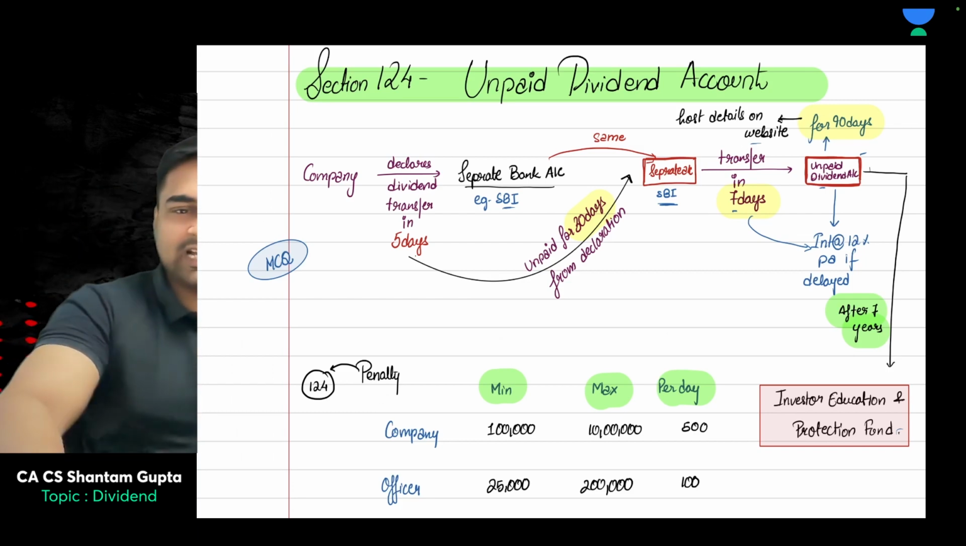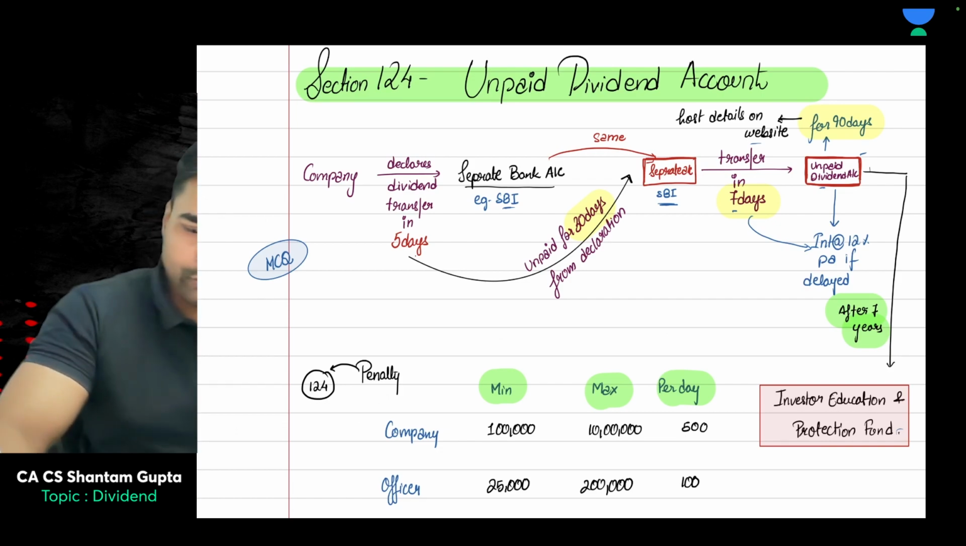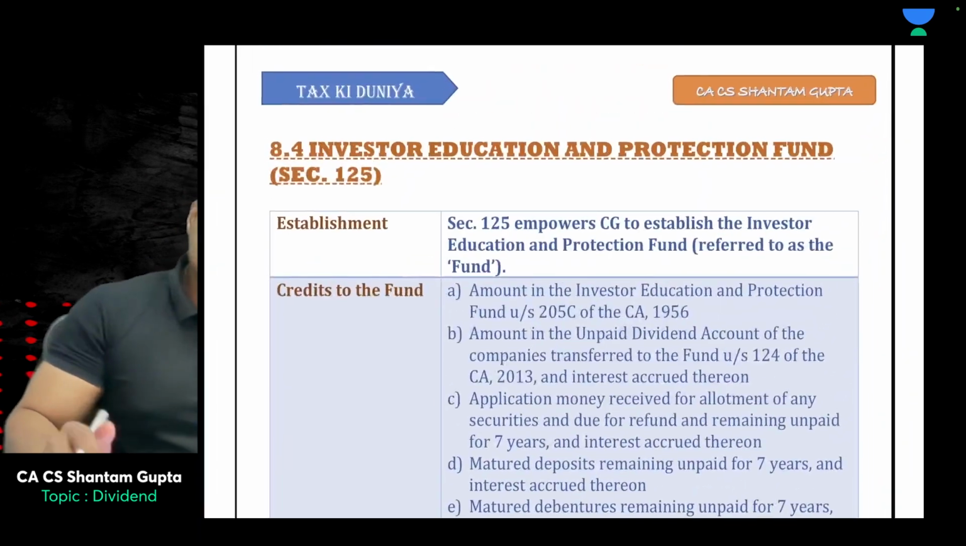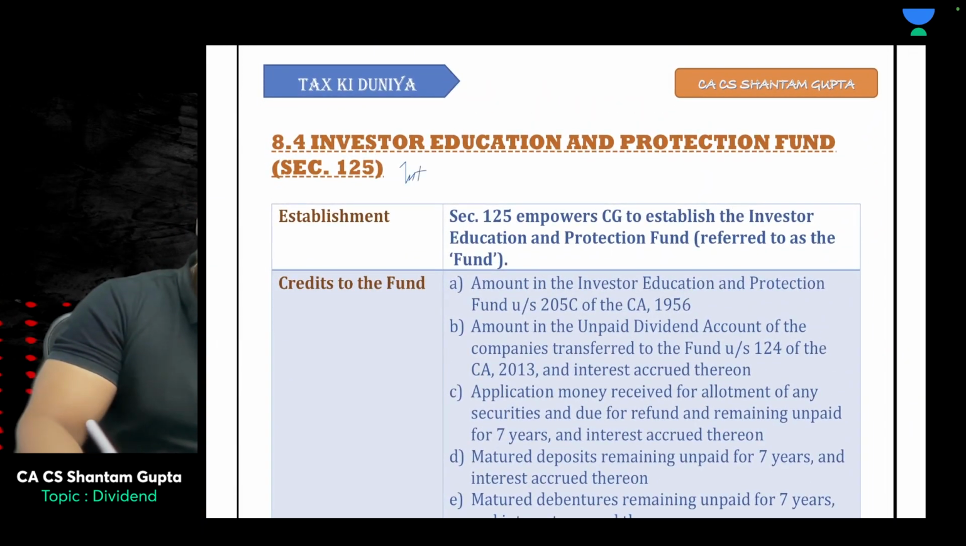Okay. So this is clear now, section 124. Absolutely clear. Now let's come to 125. Very small sections are here. See, 125 is something you can just read.